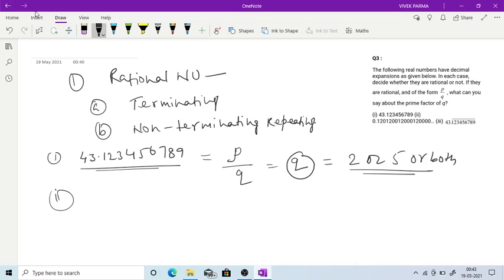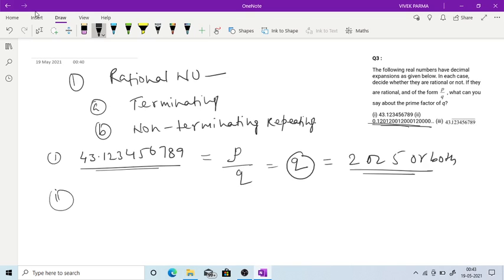For example 2, here 0.120120012000120000 and so on, right? It means this is not a rational number, right? Here this decimal expansion is non-terminating, non-repeating, right? So that's why this is not rational.